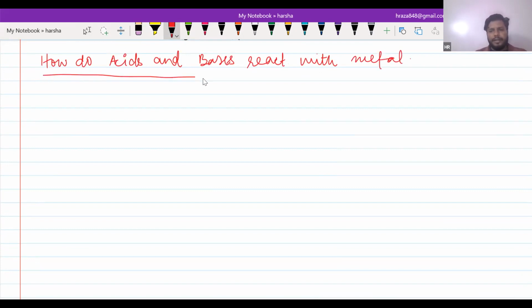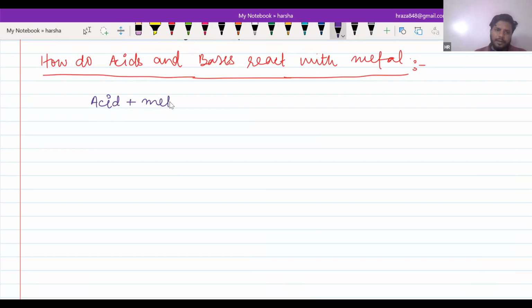Whenever an acid reacts with a metal, it will always form salt plus hydrogen gas. And how do we detect hydrogen gas? There will be a pop sound that indicates there is hydrogen gas. So we can write a general formula: acid plus metal gives salt plus hydrogen gas.